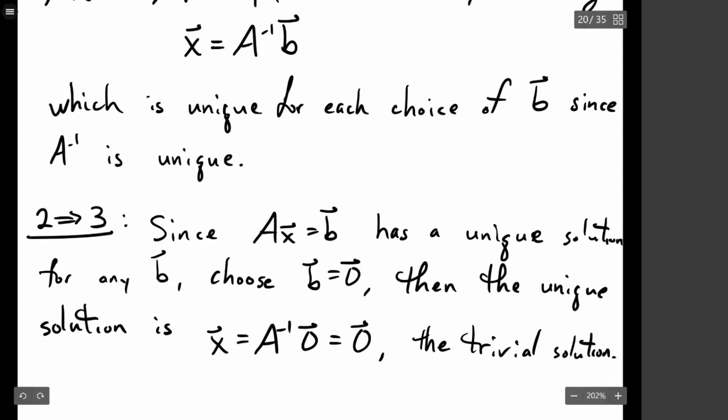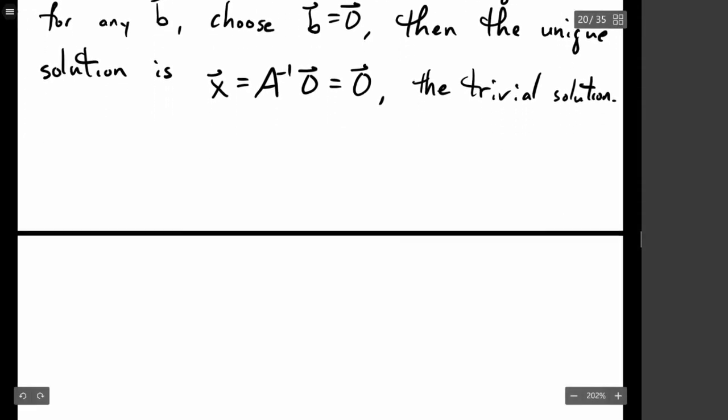Okay, so, oops, sorry, this was part B of that equivalence. All right. So this means that x equals the 0 vector, so all of the x's equal 0. This is the only possible solution. And that's just what we call the trivial solution. When all the x values or all the variables are 0, that's just what we refer to as a trivial solution. Okay, so that's 2 implies 3.